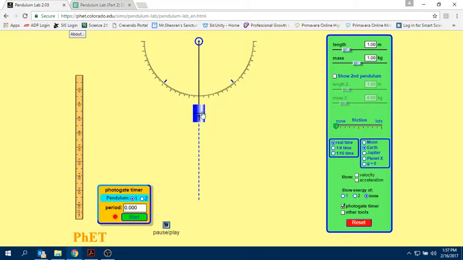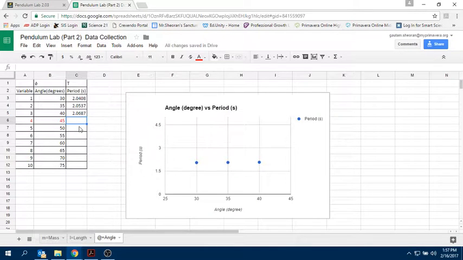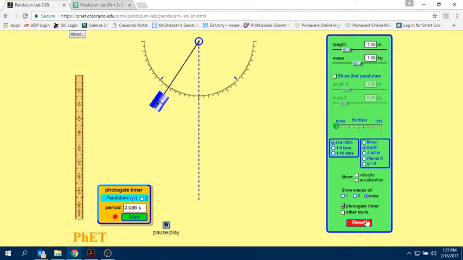So now 45-degree angles. All right, photogate on, back and forth, and 2.086. No shock there. All right, so let's keep going there. But right now, it definitely looks like it's a flat line. So we're getting really to the point where it looks like our data is coming out flat here. So this may also be a no relationship.